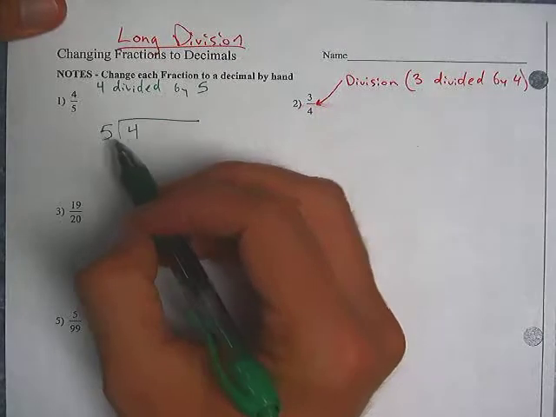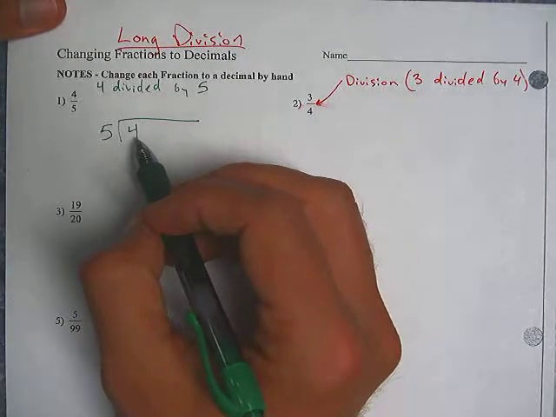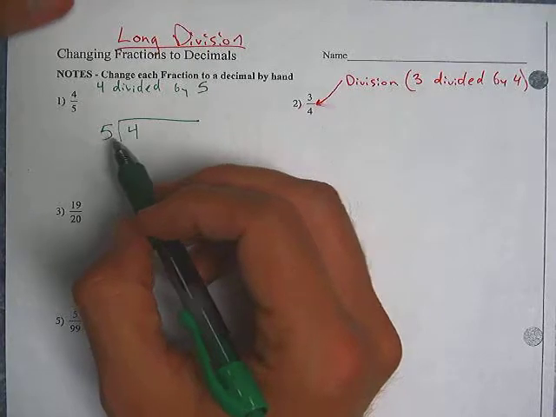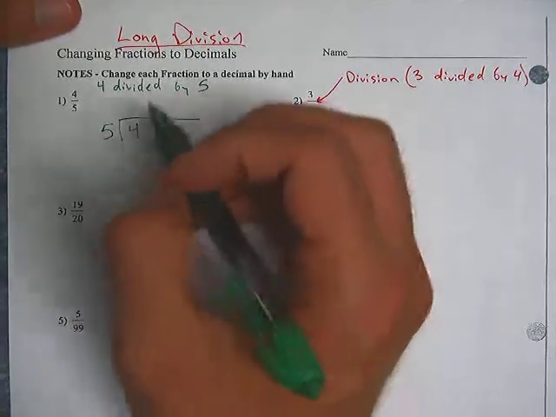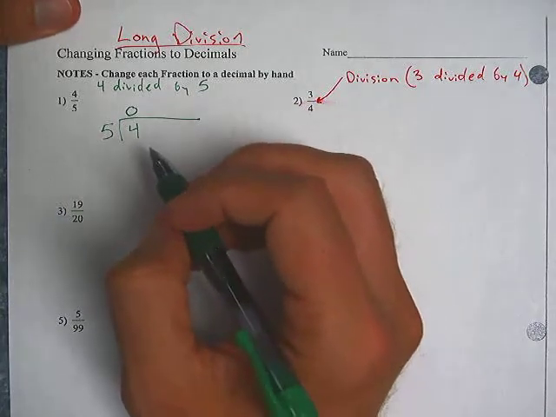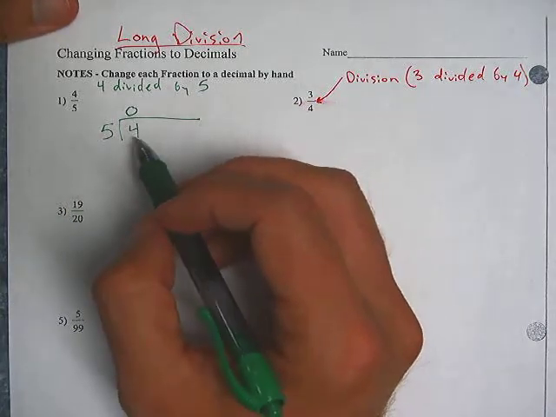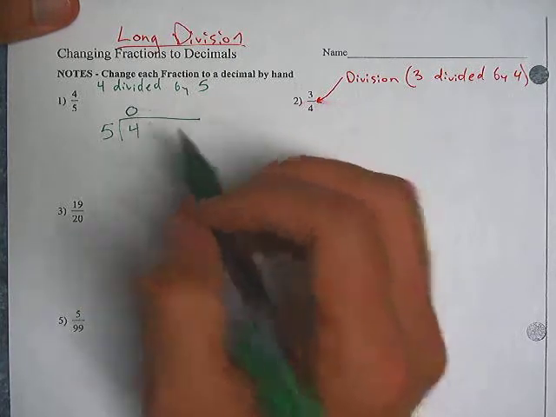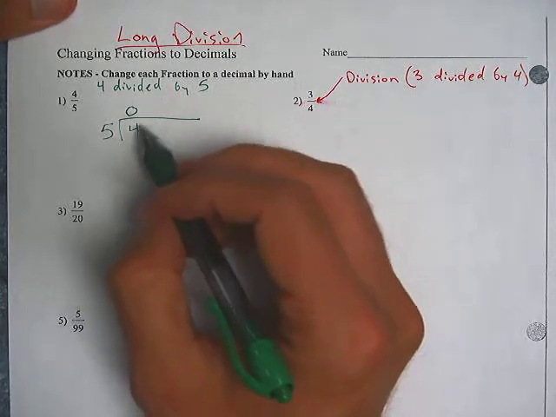Okay, so I'm going to ask myself, how many times does 5 fit into 4? If you said 1, you're not thinking. How many times does 5 fit into 4? It doesn't fit into 4. It's too big. So the answer is actually 0. 5 does not fit into 4. And so what we need to do is we need to make 4 big enough that 5 can go into it so we can get an answer.